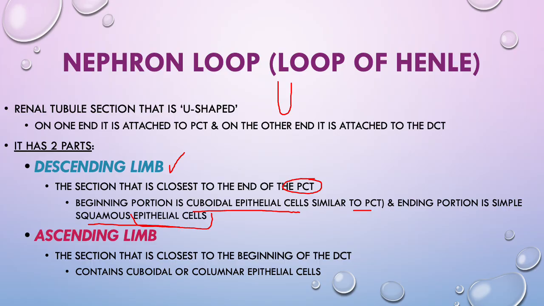Then we have the ascending limb. That means that we're going up, right? This one is closest to who? The distal convoluted tubule. And then there's a change in the epithelium. We have cuboidal or columnar epithelial cells, so there is a degree of reabsorption or secretion.